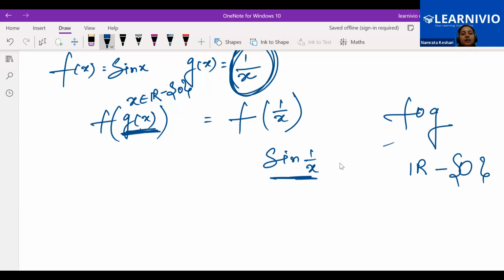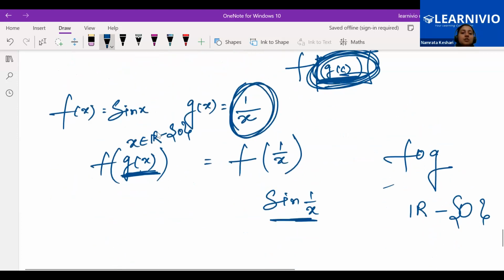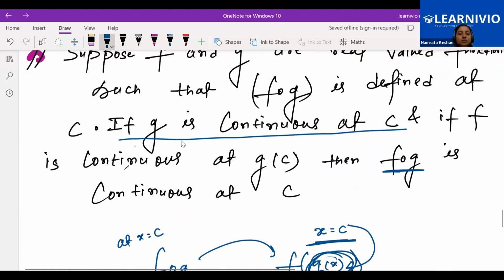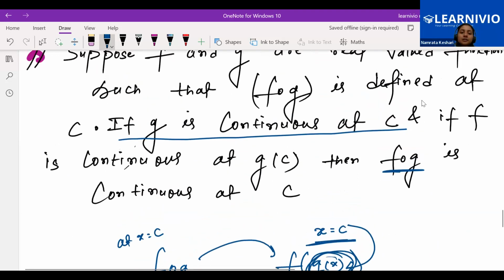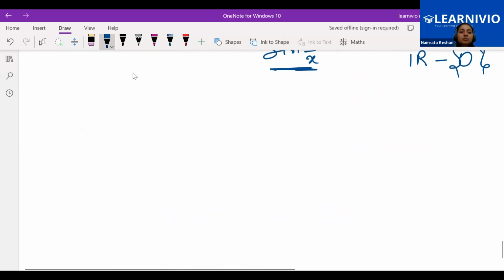Okay, because initially we had excluded 0 from the input part. Are you getting it, Fatima? Yes. Okay, this is what the theorem says: if we have f of g, then we have to check whether g is continuous at c or not, and whether f is continuous at g(c) or not. Got it? Yes, ma'am. Okay, now we'll be solving a few questions quickly.